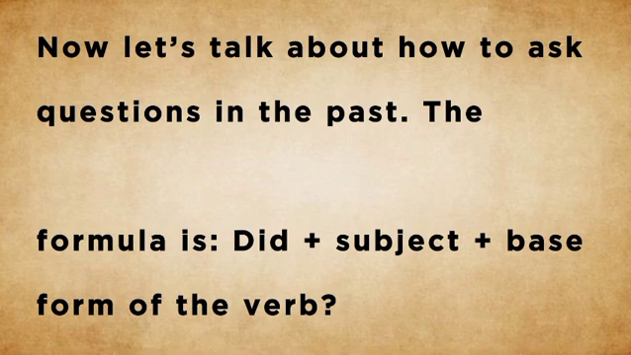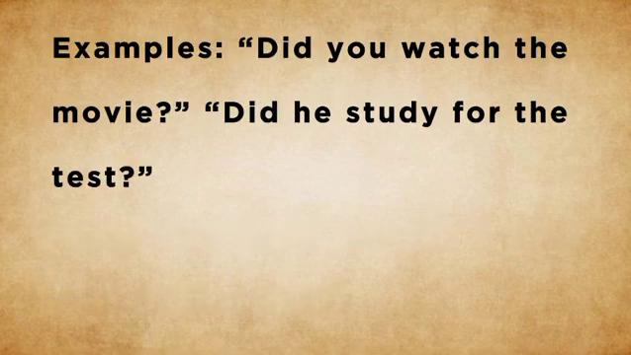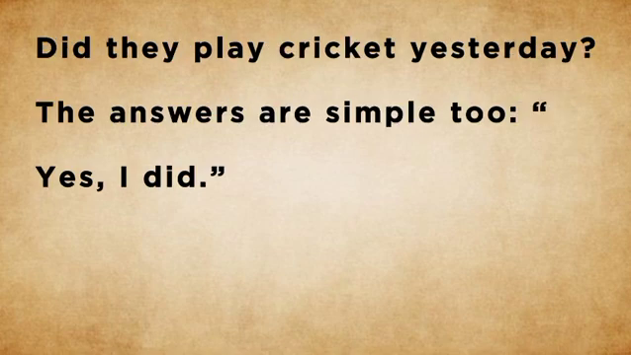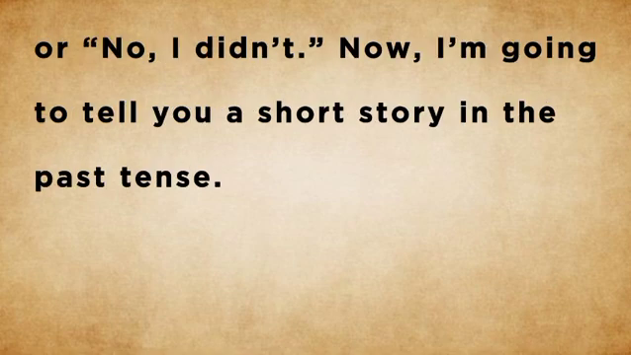Now, let's talk about how to ask questions in the past. The formula is did plus subject plus base form of the verb. Examples: Did you watch the movie? Did he study for the test? Did they play cricket yesterday? The answers are simple too. Yes, I did, or no, I didn't.